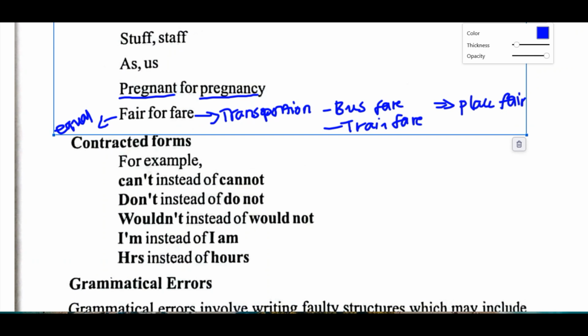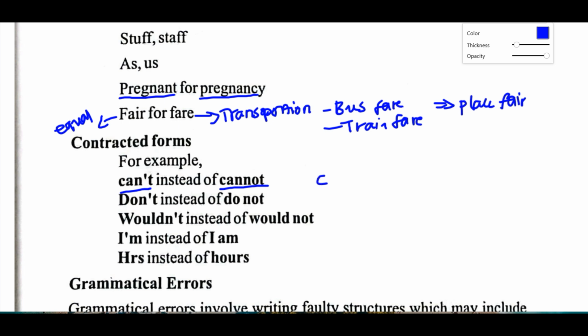Right, so we can now move on to contracted forms. For example, it's wrong to use "can't" in an examination during composition writing. Therefore, you are supposed to use "cannot". As you can see, it's one word, because some people may write it separately. No, it's one word. Don't, do not. Wouldn't, would not. I'm, I am. Hours in terms of ours, hours in terms of the correct word.